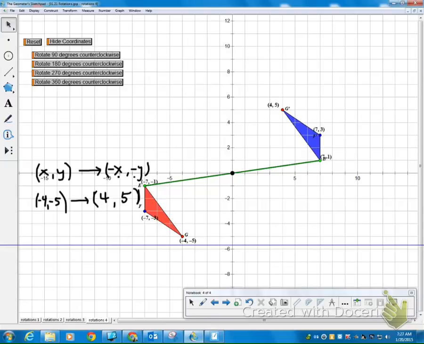So when we're looking at a motion rule for 180 degrees, you're flipping straight across, like you're making a half a circle, and your signs will switch. So 180 degrees, your signs switch, but everything else stays the same.